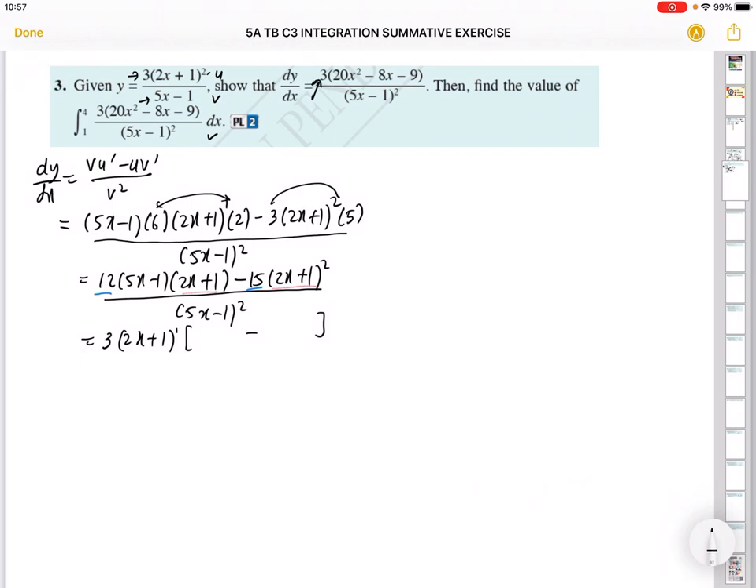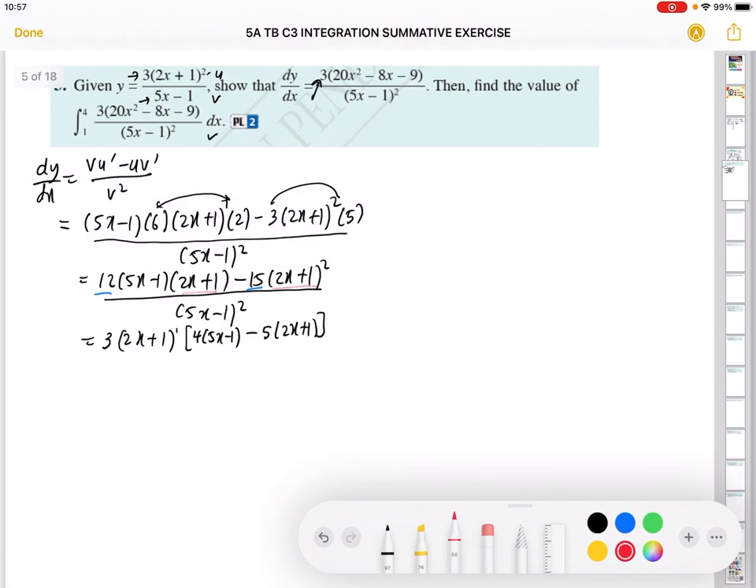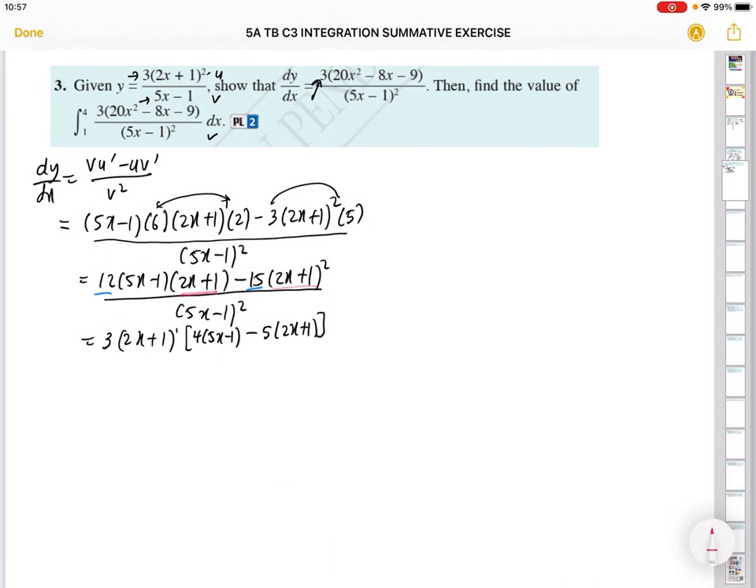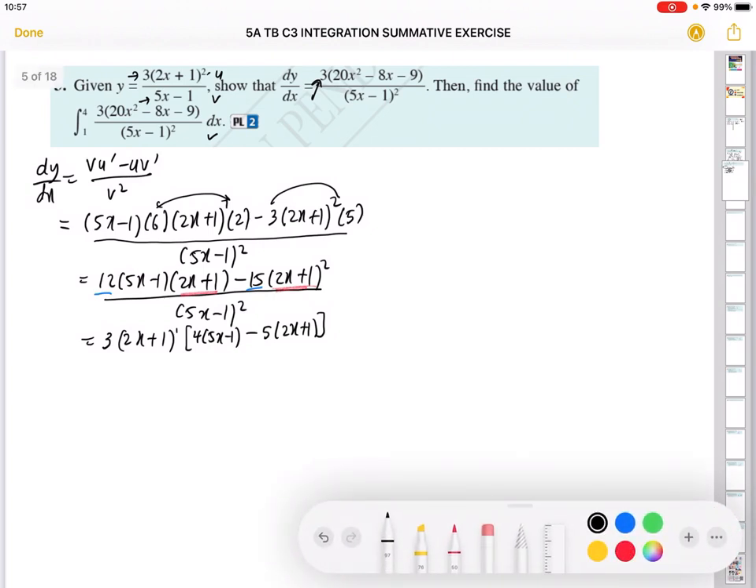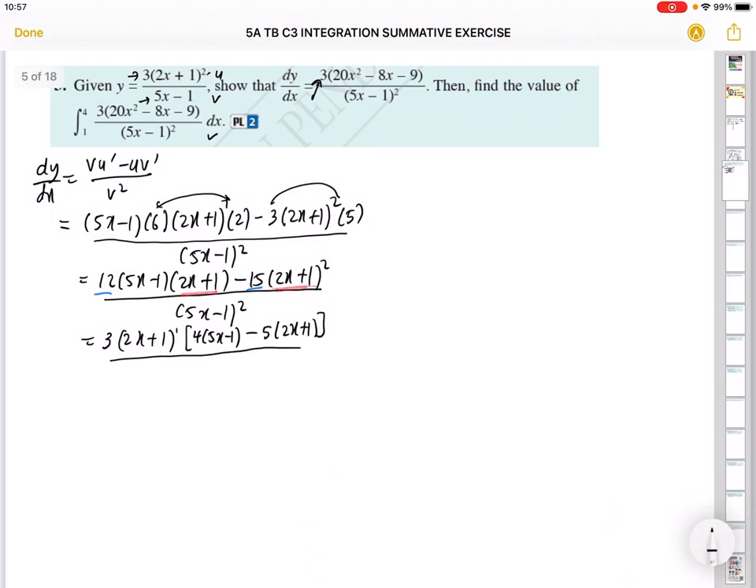So what I have left is a 4 and a 5x minus 1 here, whereas I have 5 and 2x plus 1. Remember, you have taken out the 2x plus 1 from the first expression. And 12, you've taken out 3, left with 4 or 5x minus 1. The second one, I've taken out this, power 2, you've taken out power 1, left with power 1. 15, you've taken out 3, left with just 5. And my denominator will be 5x minus 1 squared.